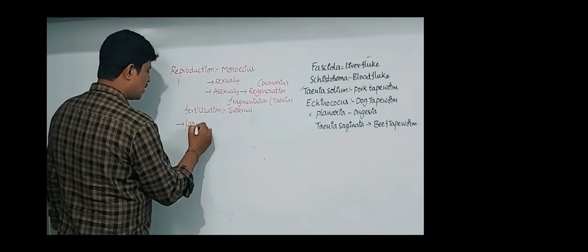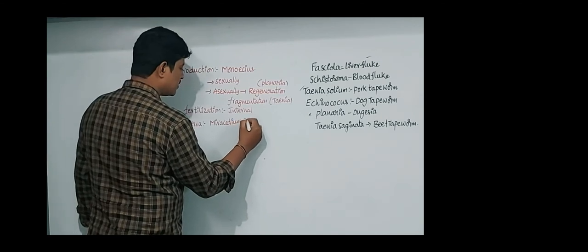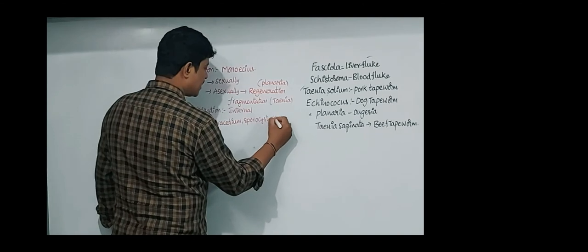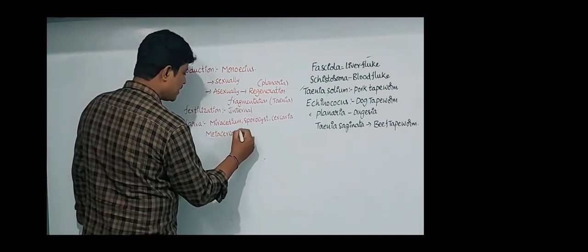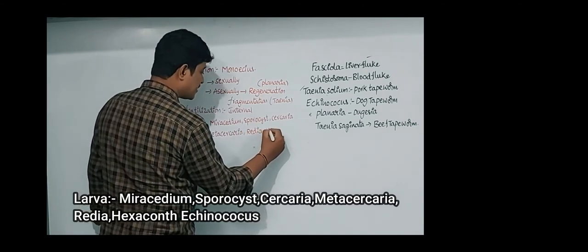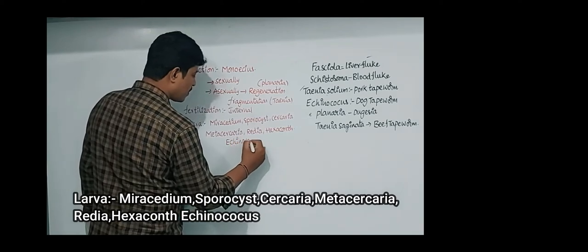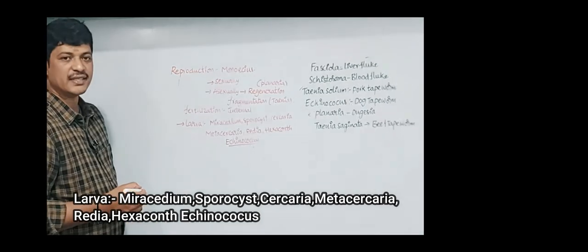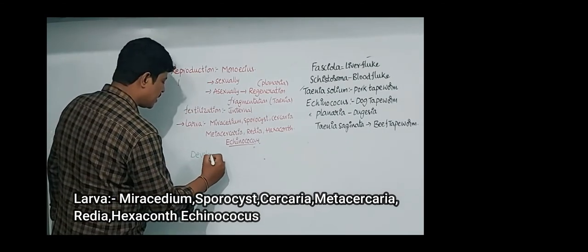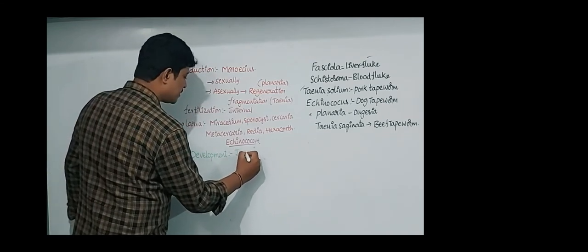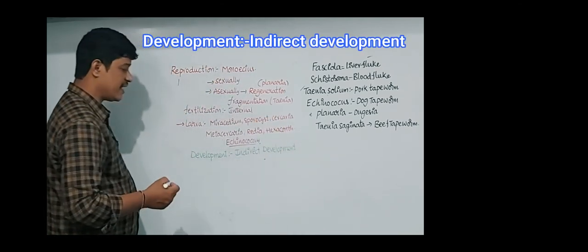In these animals, the larval stages are miracidium, sporocyst, cercaria, metacercaria, redia, hexacanth, and echinococcus. Several larval stages are there in these Platyhelminthes animals. So due to the presence of the larval stages, the development of these animals is indirect development.